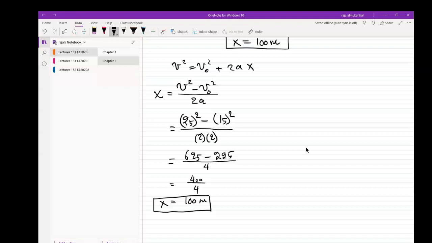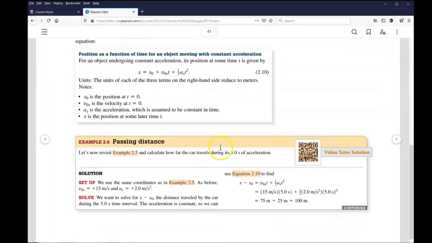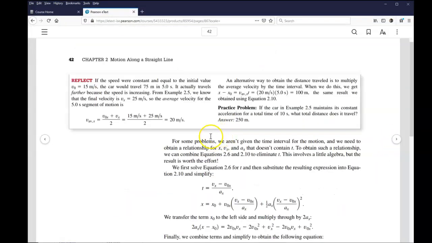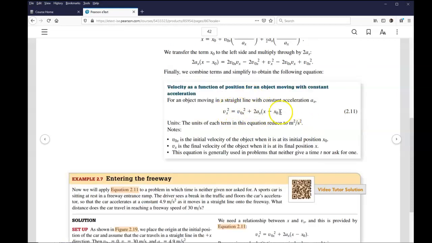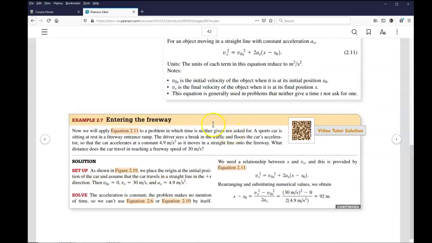Example 2.7, I think. Yes, we'll do 2.7 as well. Let me go over it. The next page also. There it is. Let me read it very quickly. It says, now we will apply equation 2011. He's basically talking about the equations of kinematics. He writes them a little bit different. I like my version. You know what I mean? So anyway, he said we will apply kinematics to the problem.